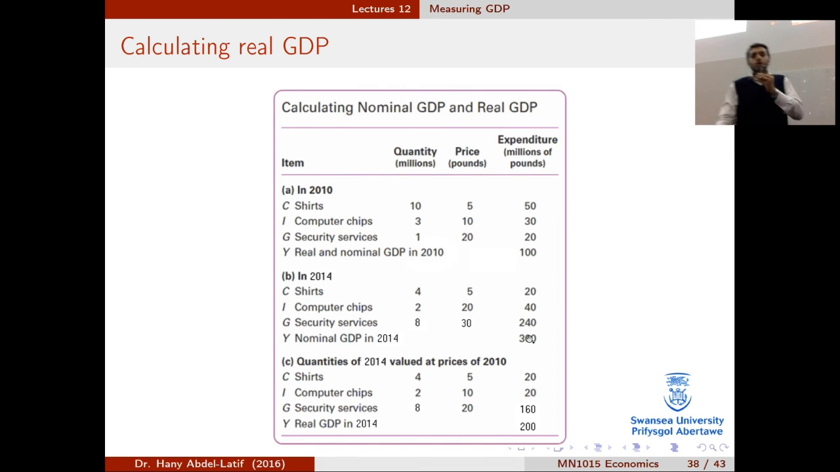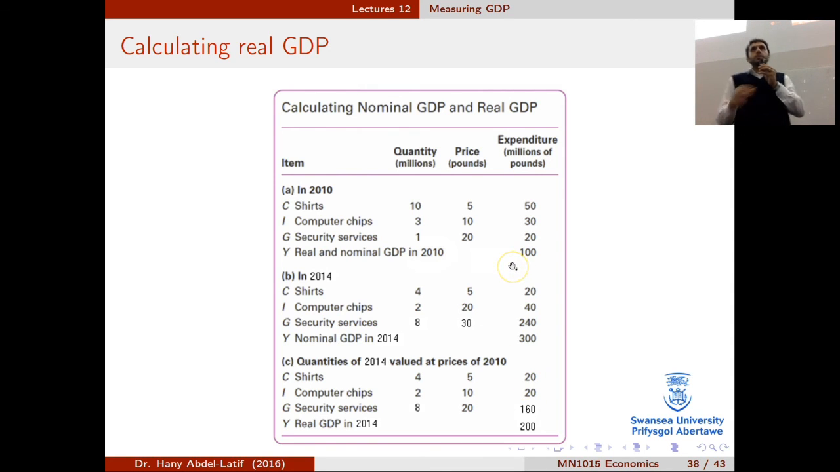So to calculate the real GDP in this case, we're going to use the quantities from 2014, but we're going to make the prices of 2010 the base year. So what you will see here is the quantities from 2014, but rather than using the prices from 2014, we use the prices of the base year. So you will see 5, 10, 20, not 5, 20, 30. These are the prices from the base year. So now when we look at the real GDP, it increased from 100 to 200, not 300. Okay? And that is the idea here.